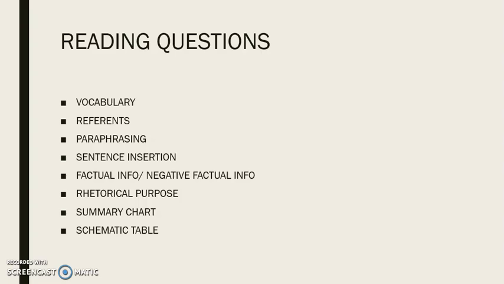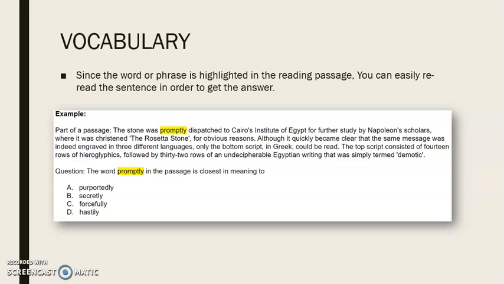So, first we got 9 different types of questions, and we're moving forward to the first one, which is vocabulary. How do we identify these types of questions? As you can see in here, we got a word highlighted and also in the question: the word or phrase, which is promptly, is closest in meaning to. We get these prompts in order to identify this vocabulary question.